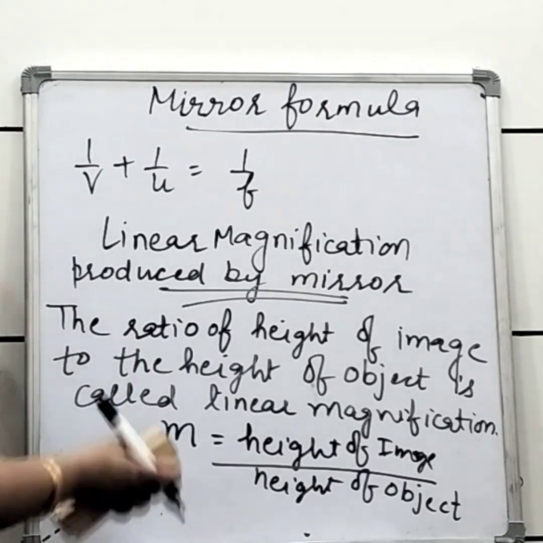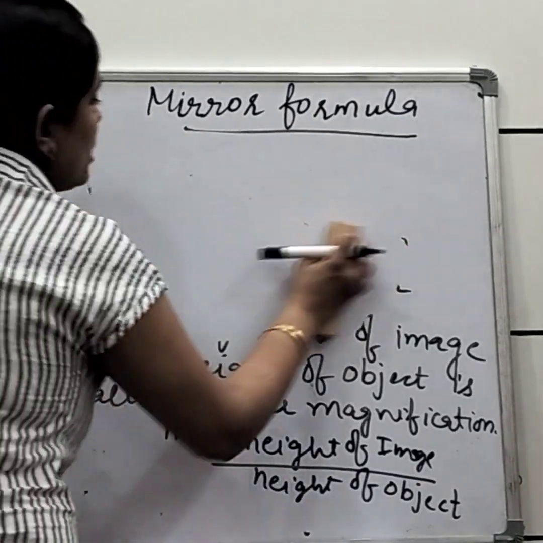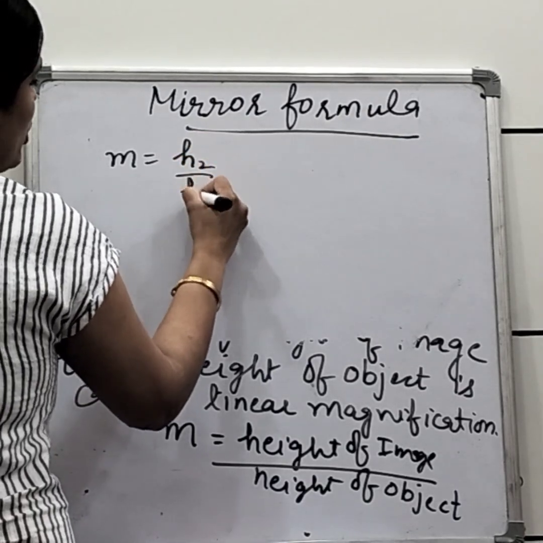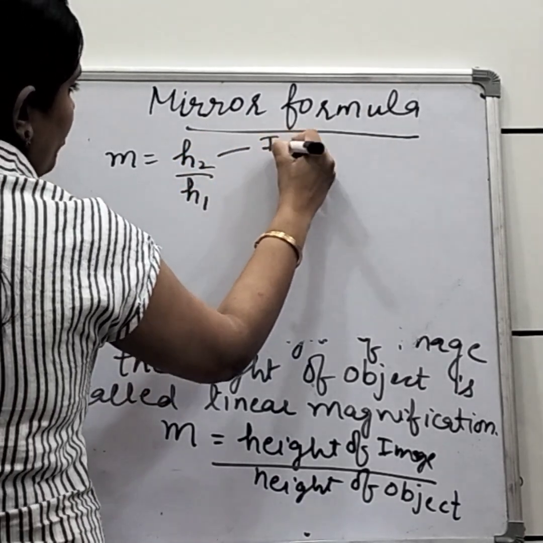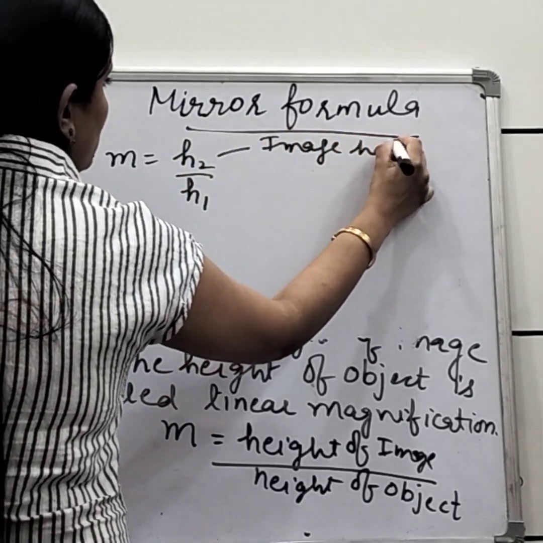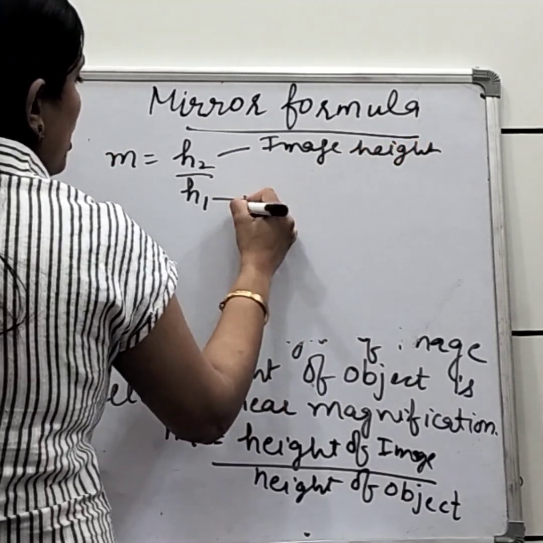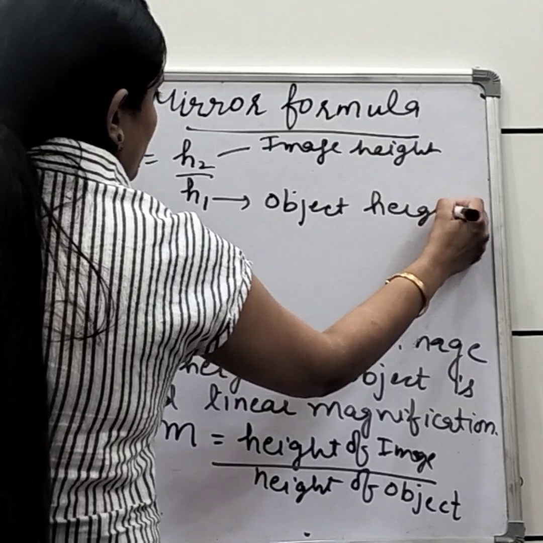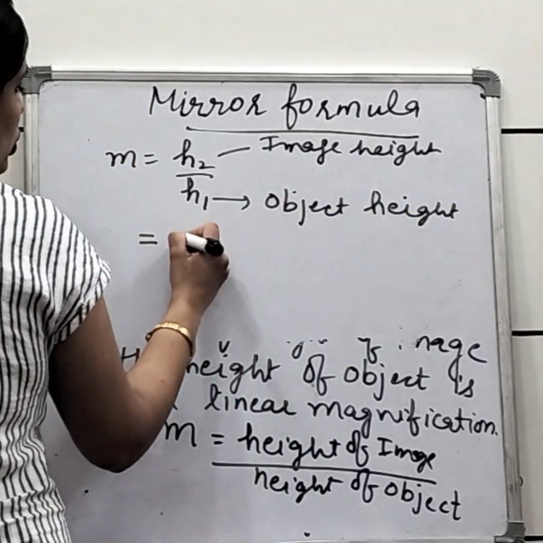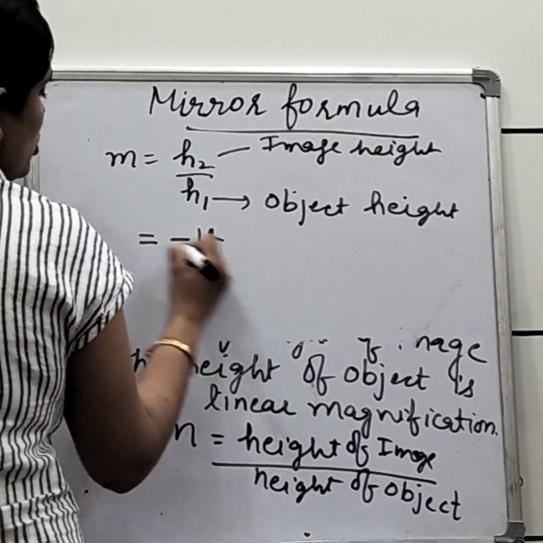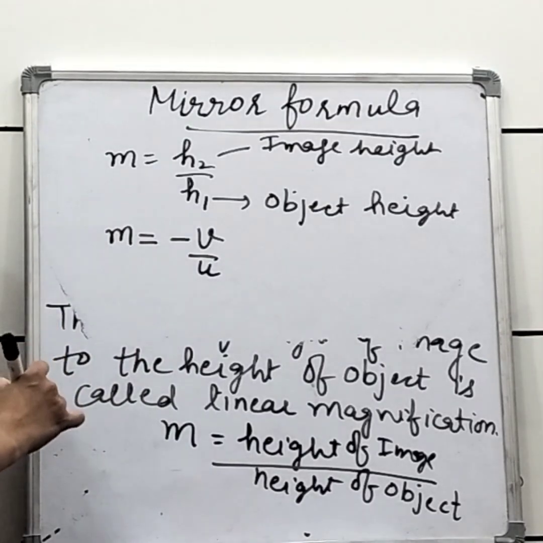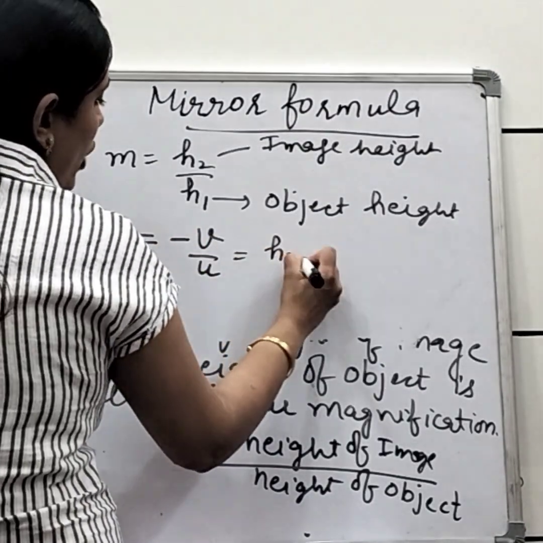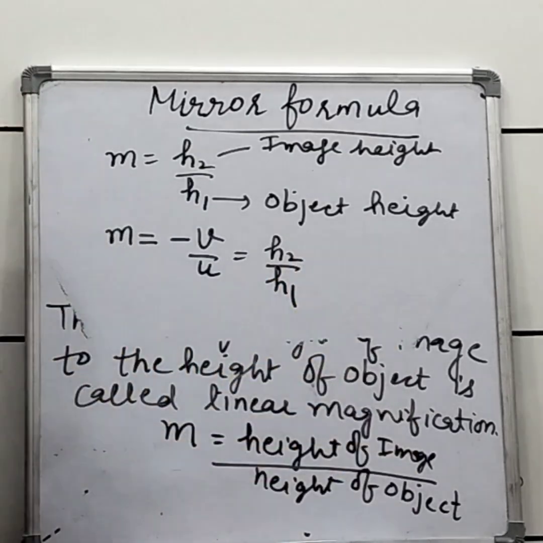Another formula is also here. M is equal to H2 by H1, where H2 is the image height and H1 is the object height. Another formula is also minus V by U. This is also a formula of the linear magnification. So linear magnification is equal to minus V by U, which is equal to H2 by H1.